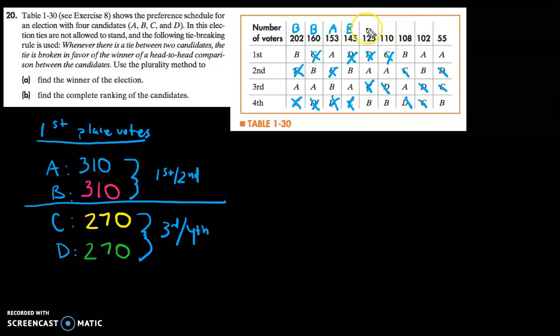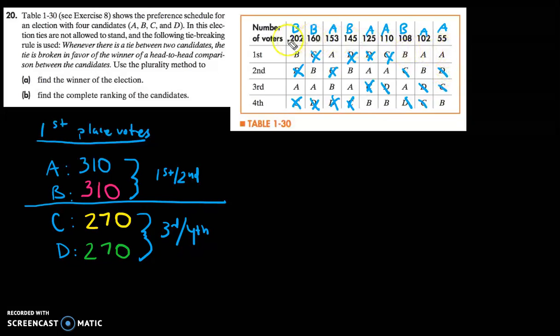These people would have voted for A. These people would have voted for A. So really, head-to-head matchup is about which one's higher. If B and A were the only choices, these people would have put B. And if B and A were the only choices, these people would have put A. In fact, they did already put them first, but it doesn't matter. They just have to be higher than B.